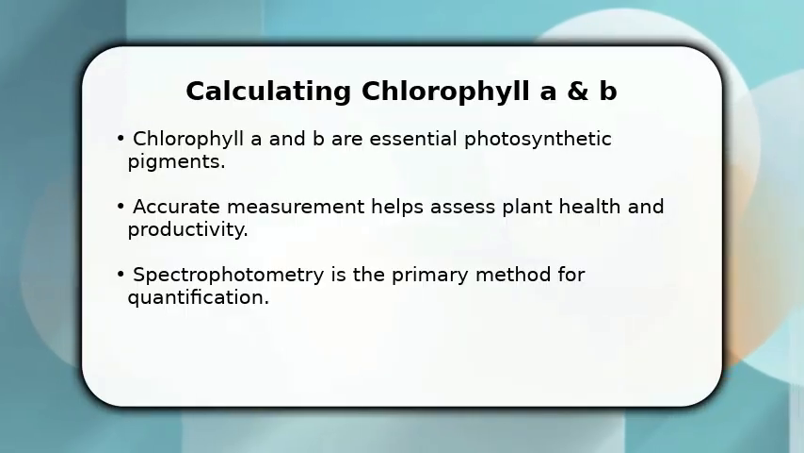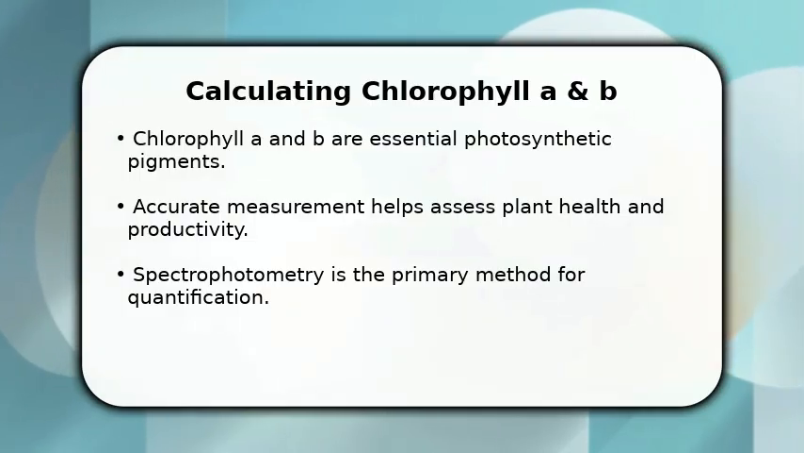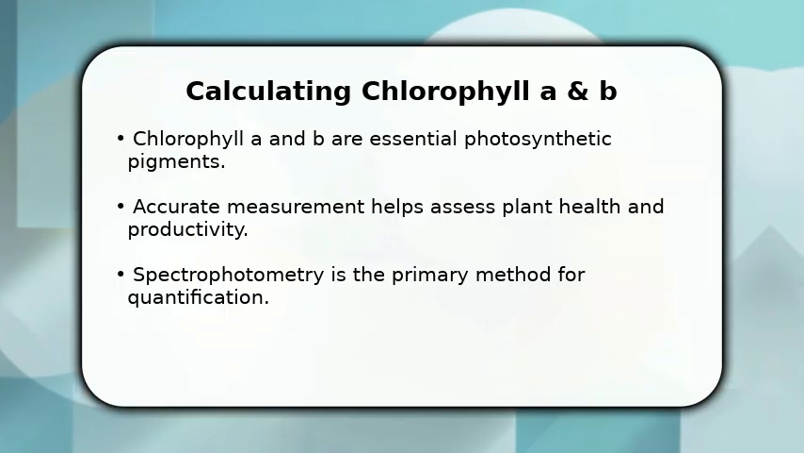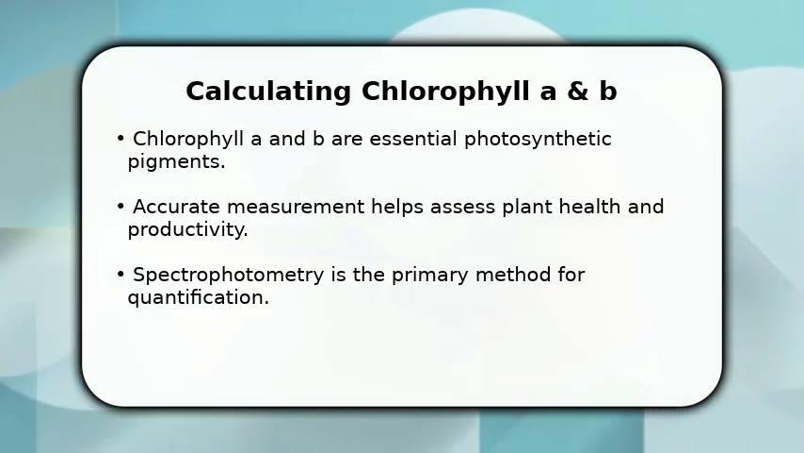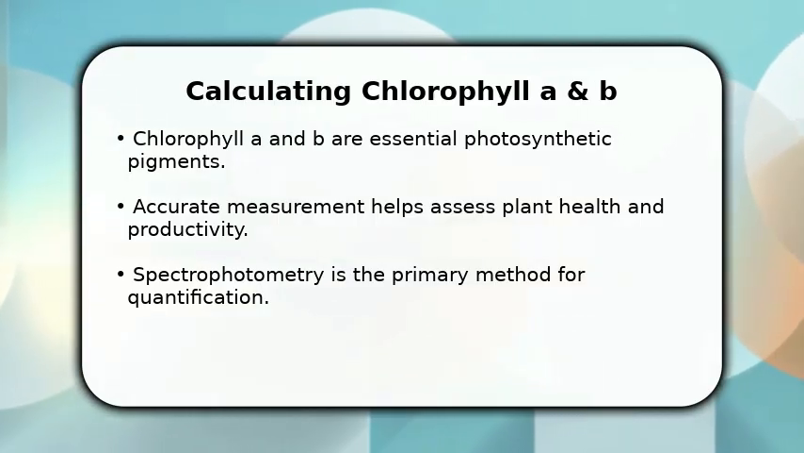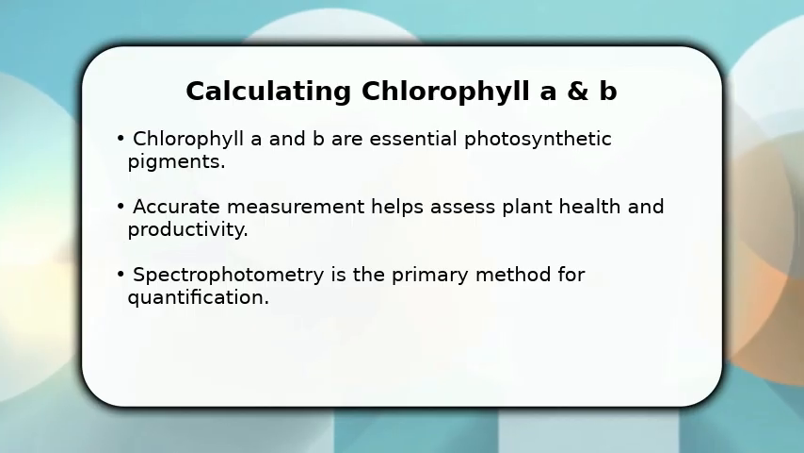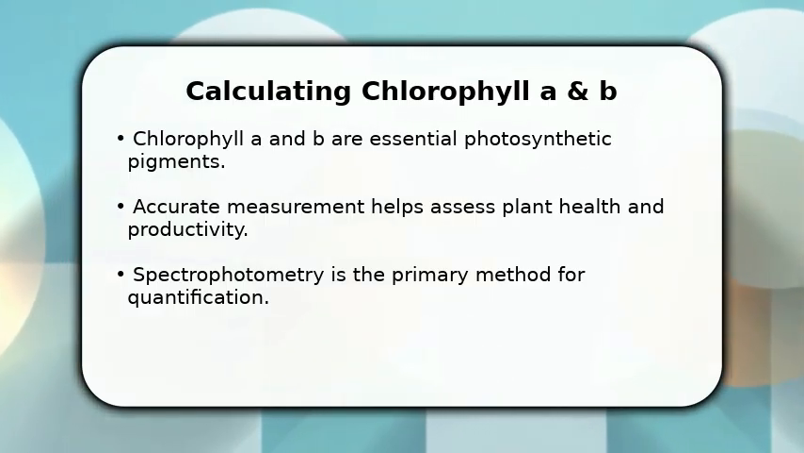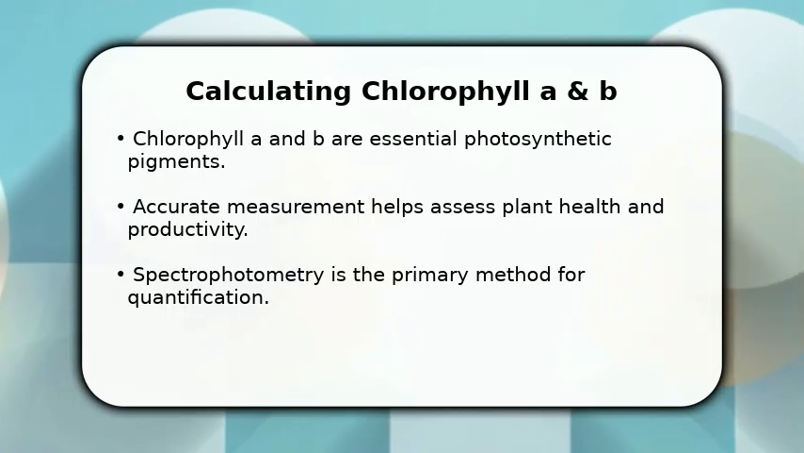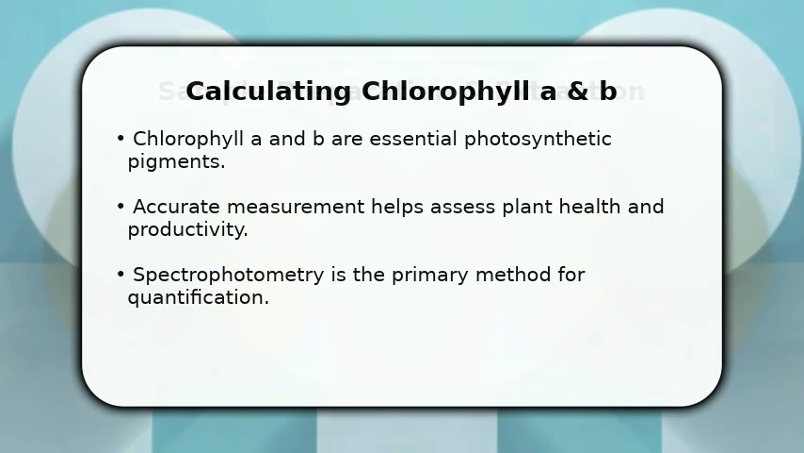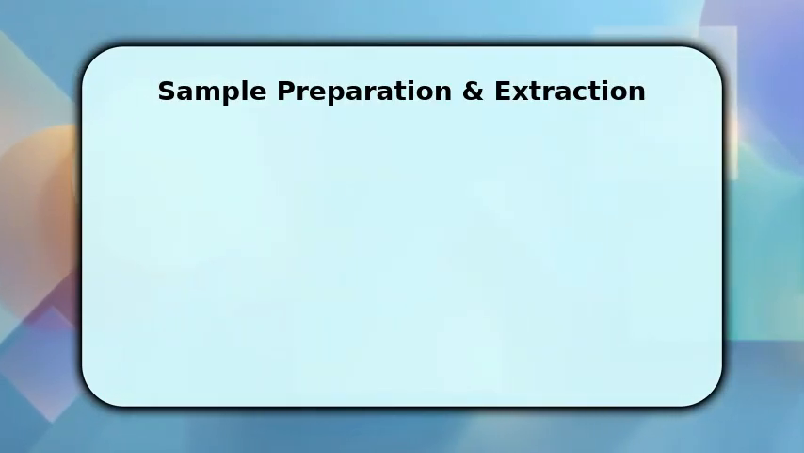In this video, I will explain how to calculate chlorophyll A and B. Understanding these pigment levels is crucial for evaluating plant physiological status and environmental stress responses. We'll walk through the steps, from sample preparation to applying the specific equations. This method provides a reliable way to quantify these vital compounds in your samples, giving you clear insights into photosynthetic capacity.